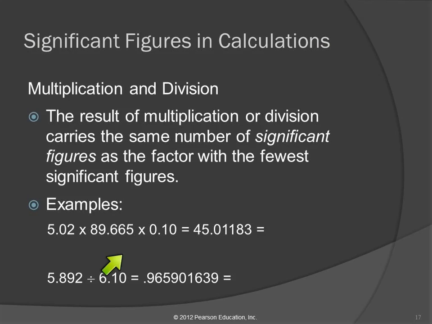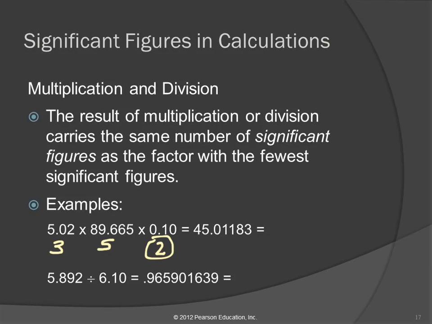So if we multiply these numbers, this is what your calculator is going to show you. And what we need to do is look at 5.02. How many sig figs does that number have? 3. And 89.665, how many sig figs? 5. And 0.10, 2. Very good. The leading 0 doesn't count. The trailing 0 does because there's a decimal point. So we did that. Now what we do is we look and see which is smaller, 3, 5, or 2. 2. You just look for the smallest one.